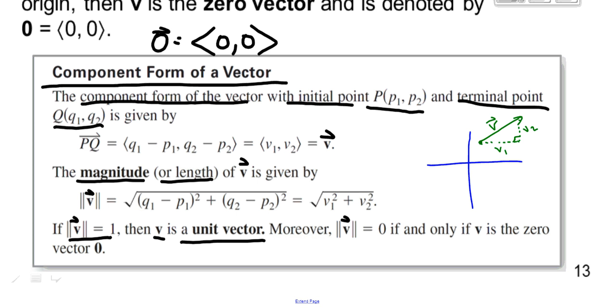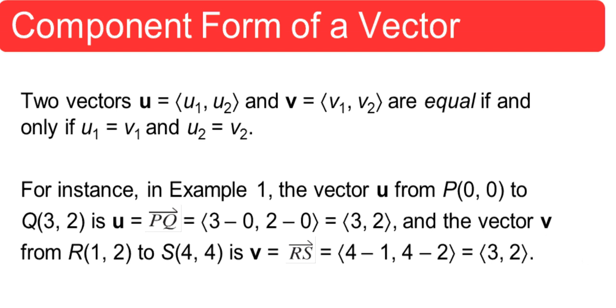So if the magnitude of v is 1, then v is a unit vector. And the magnitude of v is 0 if and only if v is a 0 vector. And I don't have my little arrows over those, but I should. So getting the idea of a component vector, form of a vector, and what we're going to look at as we look at those.